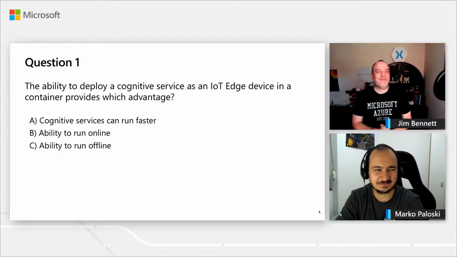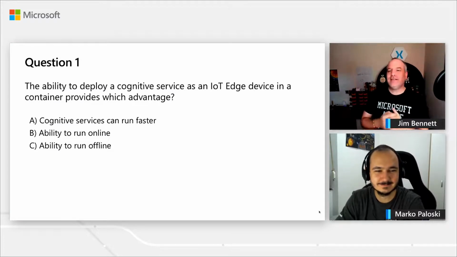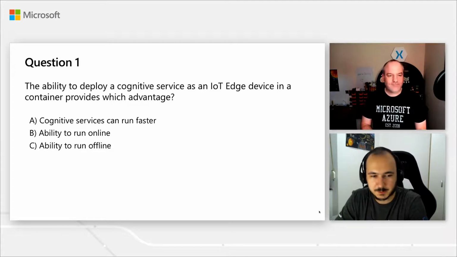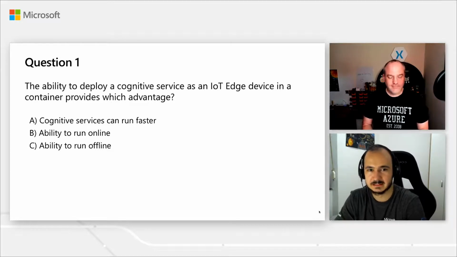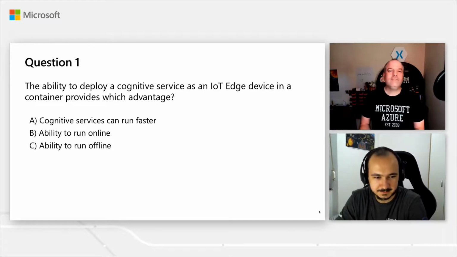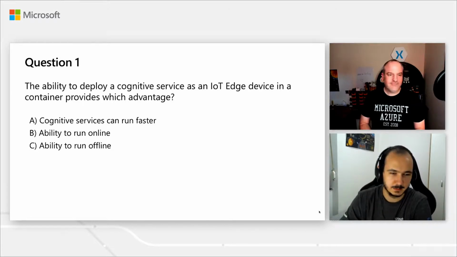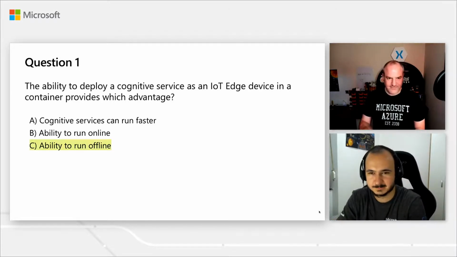So question 1. The ability to deploy a cognitive service as an IoT Edge device in a container provides which advantage? Is it A, cognitive services can run faster, B, ability to run online, or C, ability to run offline? Well, I'm not sure about the first one, whether the services can run faster, as that depends on a lot of situations. The ability to run online, that's not something special. But the answer is C, the ability to run offline, most of the time, not all the time. That's correct.